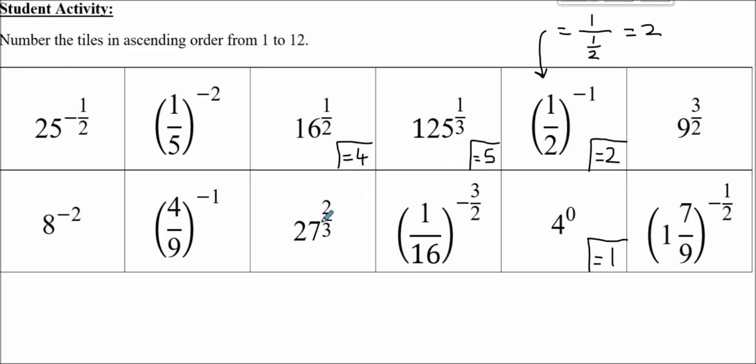27 to the power 2/3, that's the same as saying it's 27 to the 1/3 squared. So it's the cube root of 27 squared. The cube root of 27 is 3. So 3 squared is going to be 9. So this tile here is going to be equal to 9. This one, 8 to the power minus 2. 8 to the power minus 2 is the same as 1 over 8 squared. So this one's going to be 1 over 64.